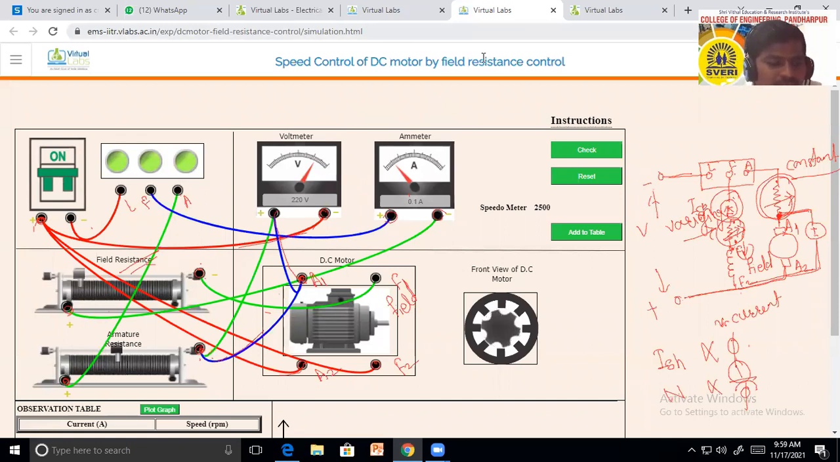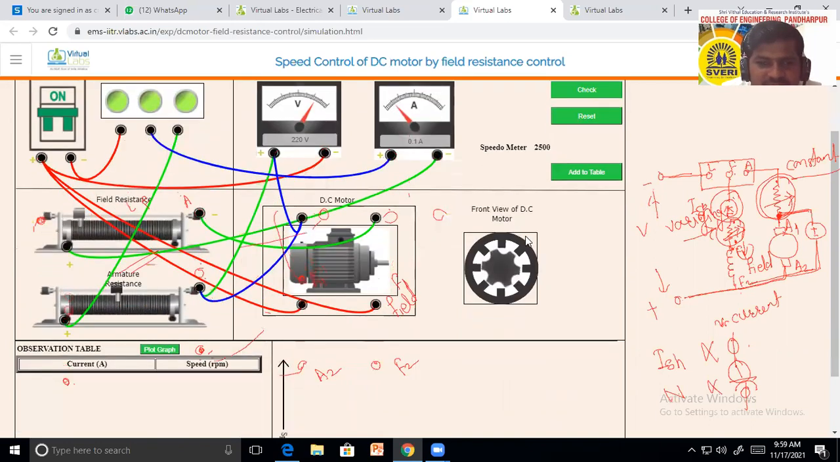So see, the voltage is 220. The field current is 0.1, and the speedometer shows the speed of the motor, which is 2500 revolutions per minute. I will take this value in the table, so add it to the table. So the first reading we get is 0.1 and 2500 revolutions per minute.